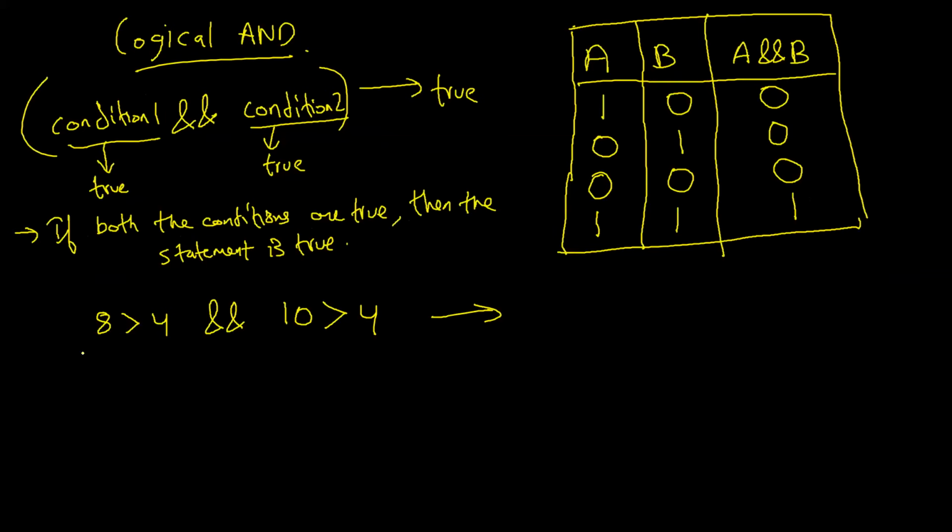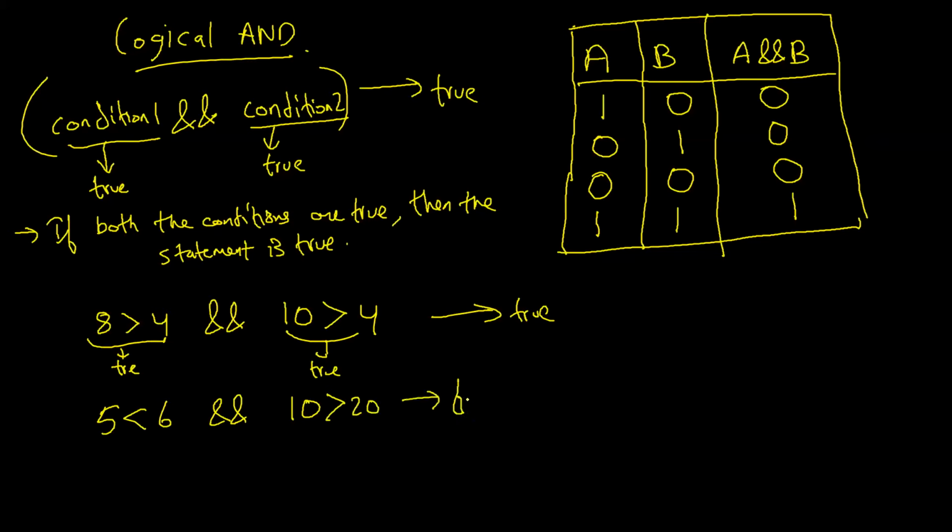True, right? Because this is true, correct? This is true, and this is also true. You can see that this will be true, all will be true, right? In the same way, 5 is less than 6, and 10 is greater than 20. This will be false, right? Because this is true, and this will be false, right? So this will be false because if any of them is false, then it will be false, right?